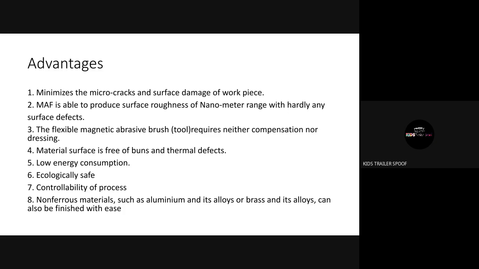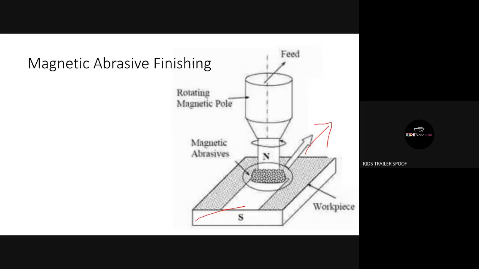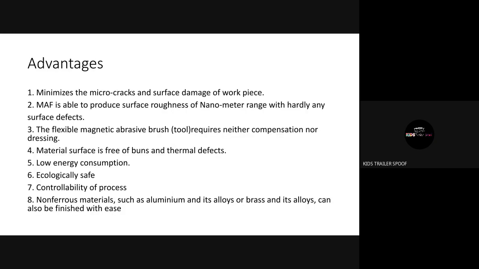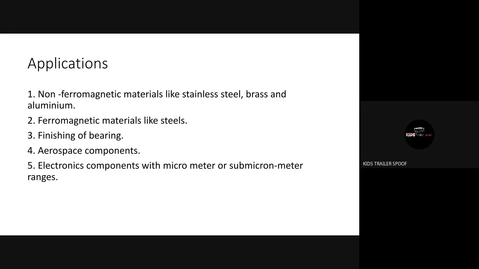Okay, welcome back. So we have seen the main advantages of magnetic abrasive finishing. Now the applications. What are the applications? Non-ferromagnetic materials like stainless steel, brass, and aluminum. That is the first application. So these types of materials can be machined using magnetic abrasive finishing.